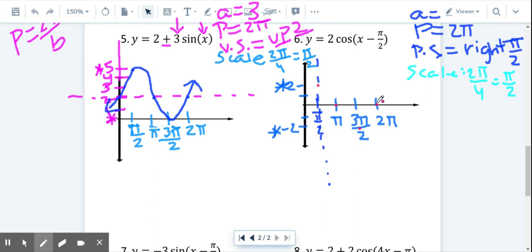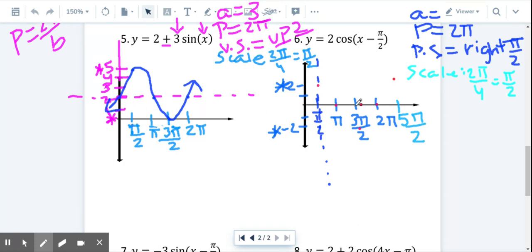1, 2, 3, 4. Am I missing something? 1, 2, 3, 4. Oh, we actually need one more line here because we are shifted over. So we have pi over 2, 2 pi over 2, 3 pi over 2, 4 pi over 2, and we're going over to 5 pi over 2. And then our last point would go here.